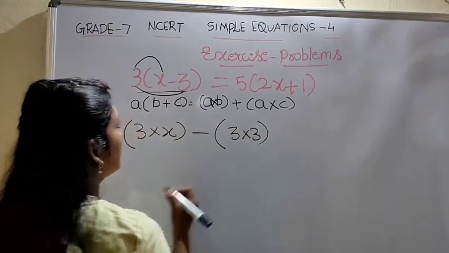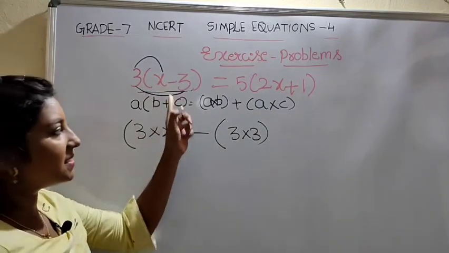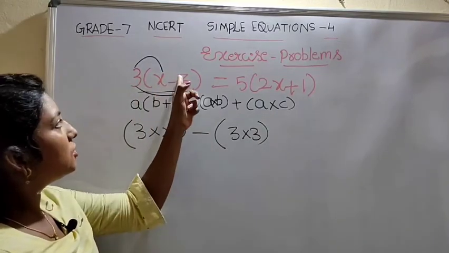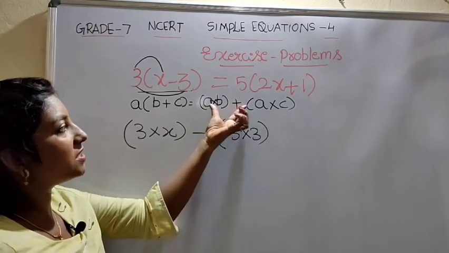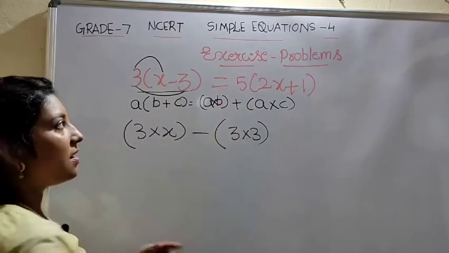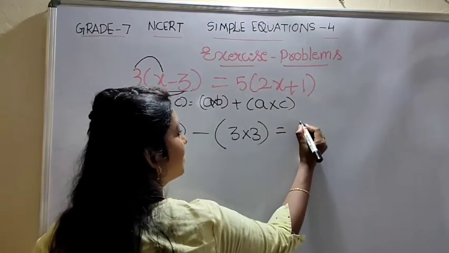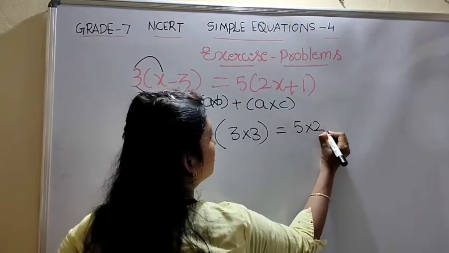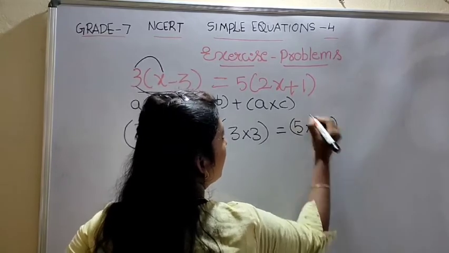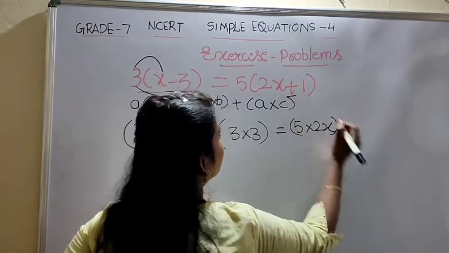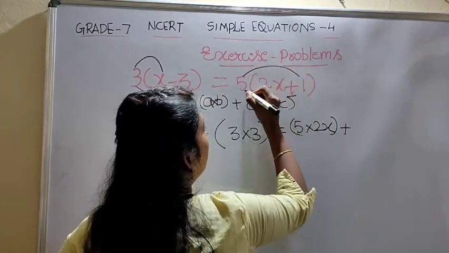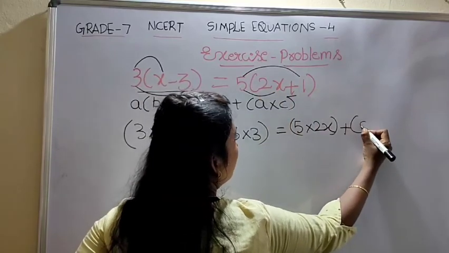3 into 3. So 3 into x minus 3 into 3. So here we are using the distributive property. Now in the same way to the left hand side, that is 5 into 2x, and what is the symbol here? We have plus 5 into 1.